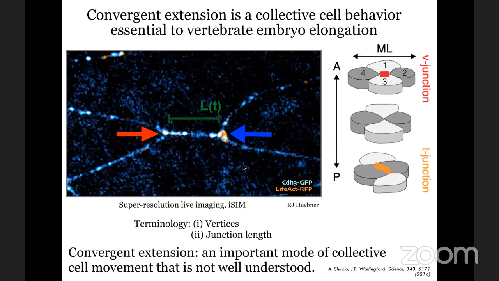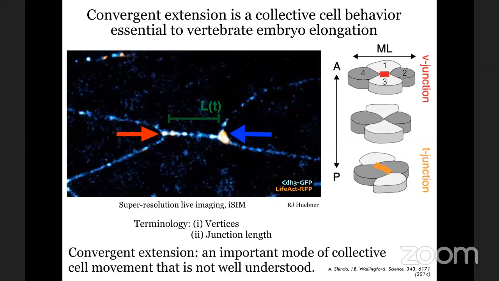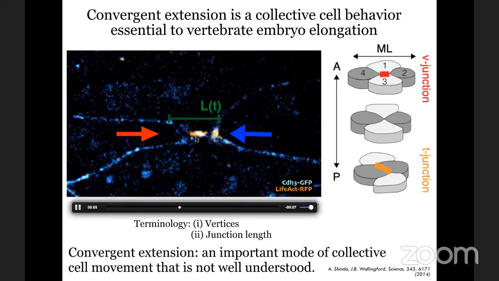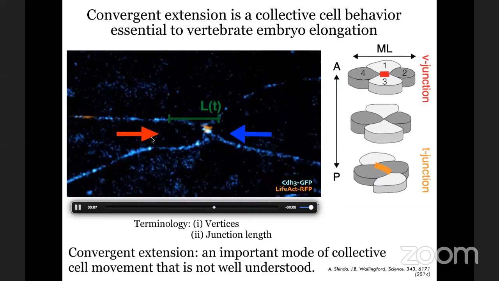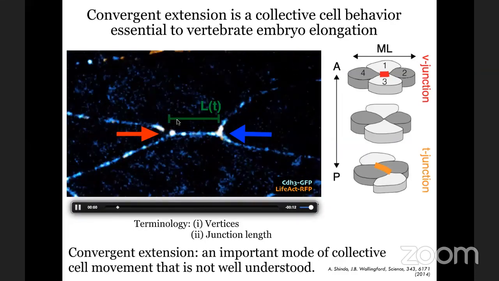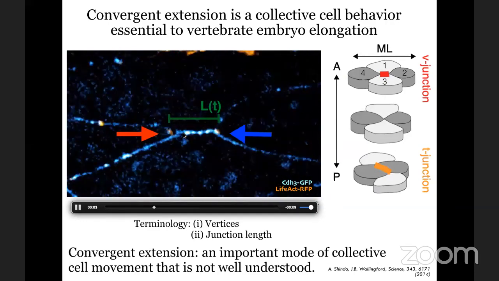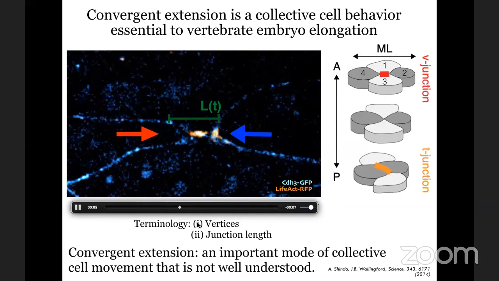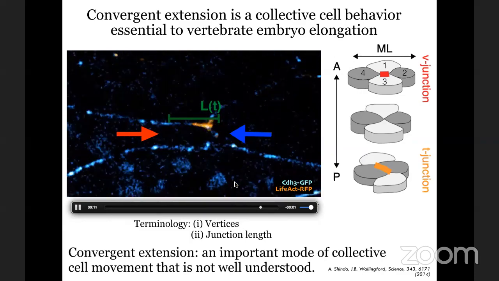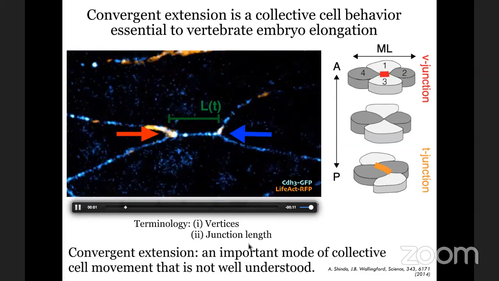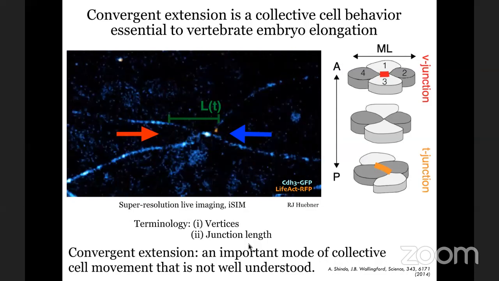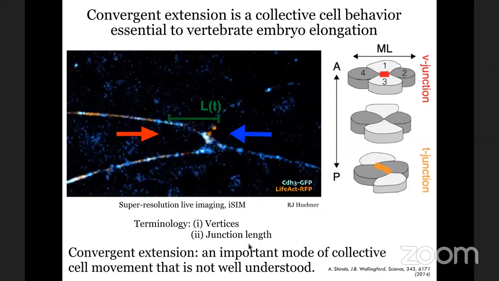These are super resolution images obtained by our collaborator, zooming into these junctions. You can see the cell outlines here and the vertices at the end of these junctions, indicated by the arrows. The junction length here is indicated by L of T, initially about 10 microns in this movie. The terminology, vertices and junction length, is what I'll keep referring to again and again. This is an important mode of collective cell behavior that's not well understood, especially the mechanical underpinnings, and how the molecular underpinnings contribute to this cell movement.